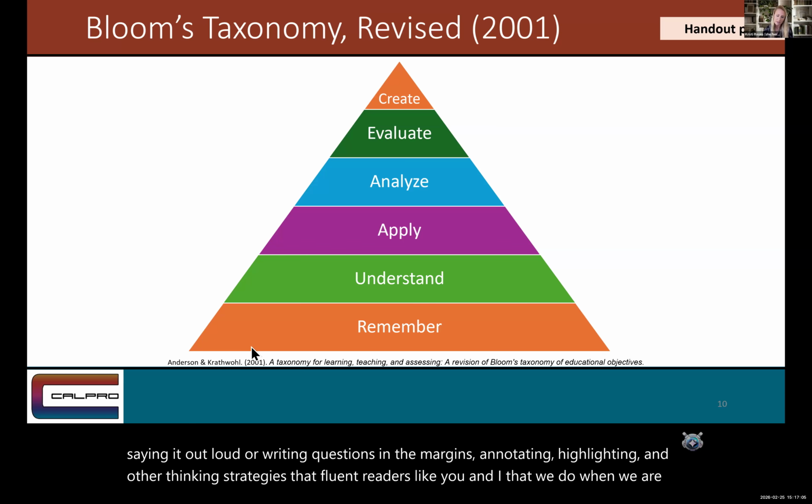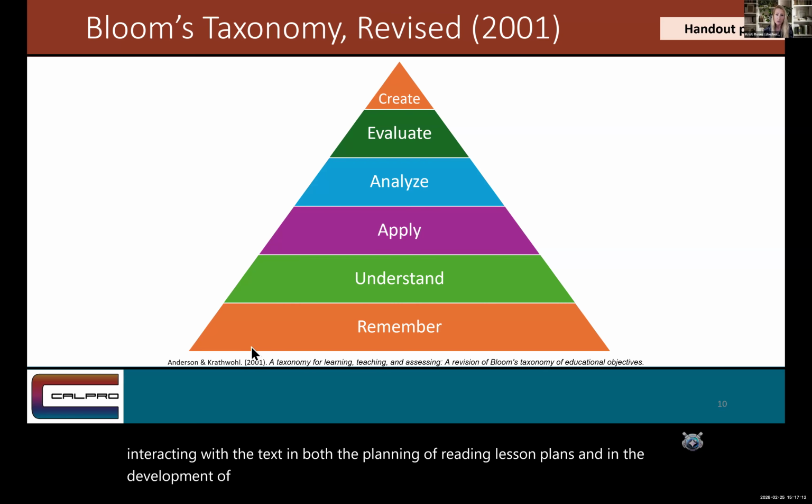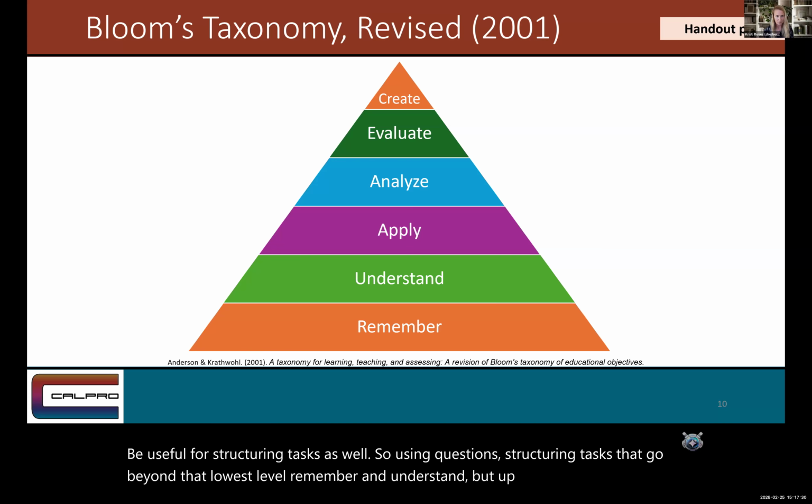In both the planning of reading lesson plans and in the development of questions on text that we have students read, using this taxonomy can be useful for structuring tasks as well. So using questions, structuring tasks, that go beyond that lowest level, remember and understand, but up to the higher levels.